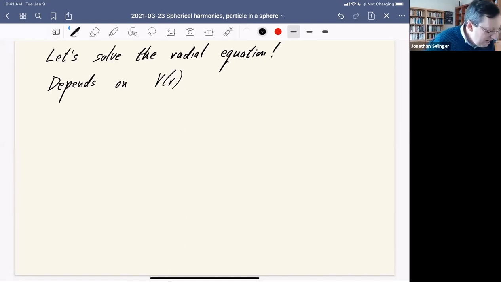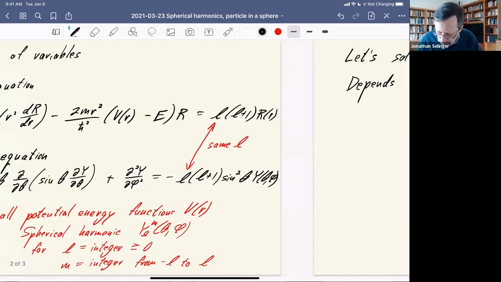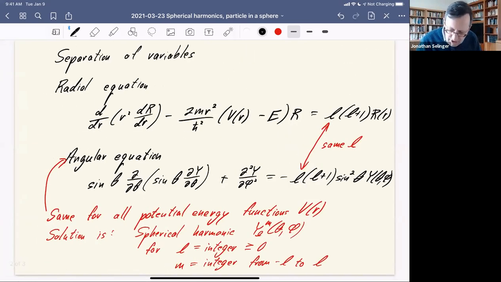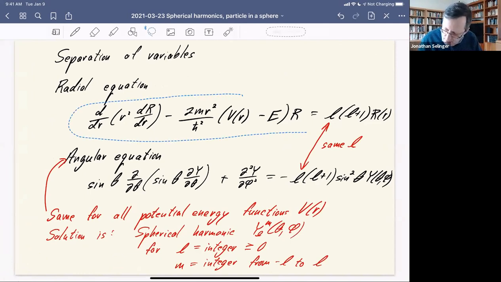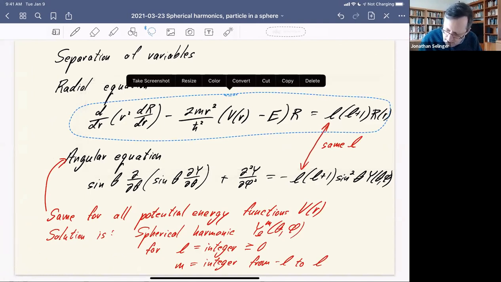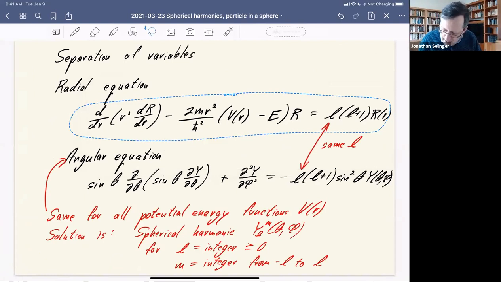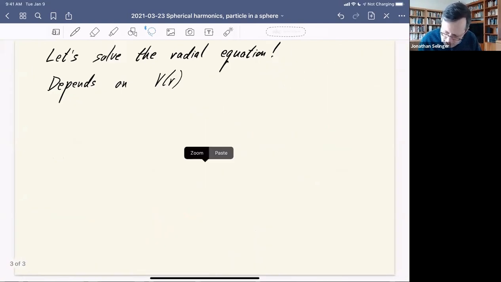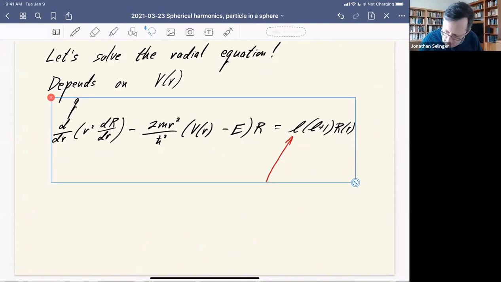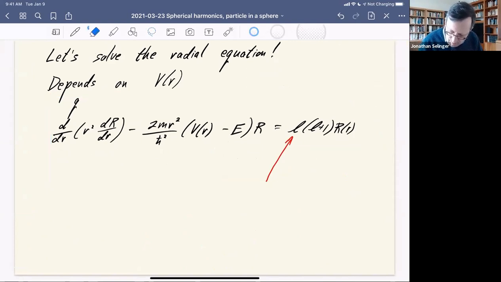Actually, no, I said things out of order. There's one more general thing I want to do before I actually get to pick a particular potential energy, and that is a change of variables, which is kind of conventional. Just let me show you that first, and then I'll pick a potential energy. So here, if we have this radial equation, let me copy it and paste it here.